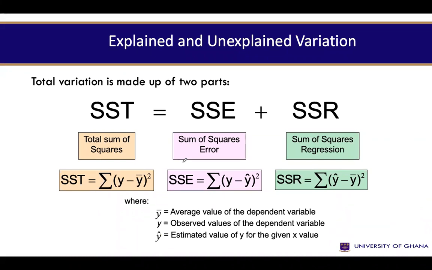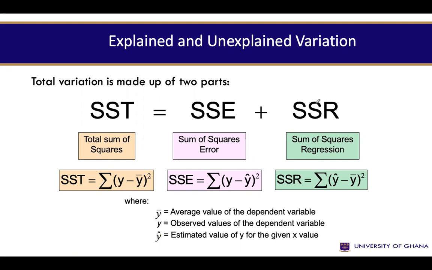Now, the total variation can be made up of two parts. The one that is due to error, the one that we cannot explain, and the one that is due to the regression. So part of the total variation can be explained by the regression, the line that you have drawn, and part of the variation cannot be explained by the regression. If your model is a good model, then you expect that a lot more of your total variation should be explained by the regression.